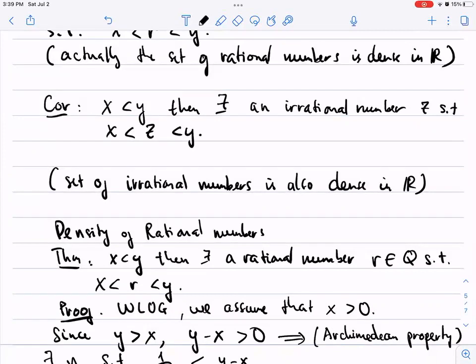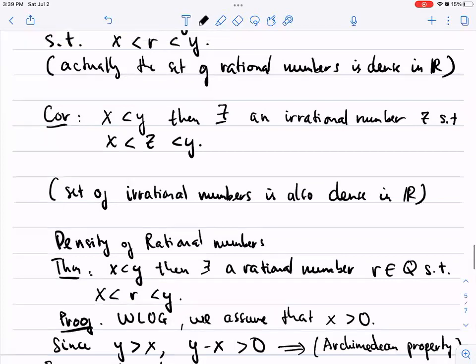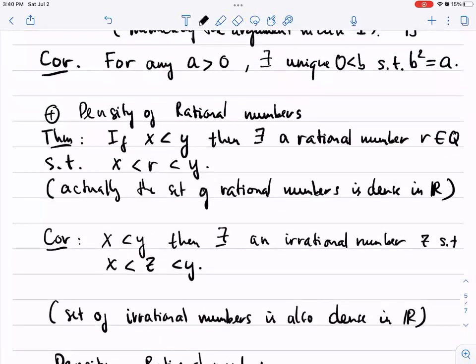Similarly, if you choose any two numbers x and y, there is also an irrational number in between these two numbers. So the set of irrational numbers is also dense in the set of real numbers. So that's it for today, and in the next lecture, we'll discuss intervals and several of their properties.